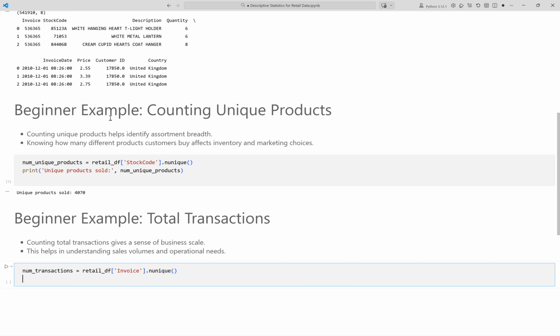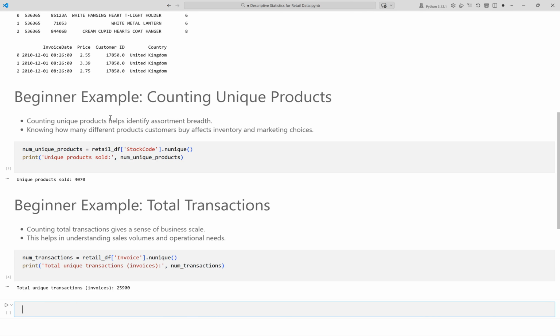Running the cell now. This output shows there are 25,900 unique transactions, meaning 25,900 distinct invoices in the dataset. This count helps us understand the scale of the retail operations and how many separate sales events occurred, which is crucial for assessing overall sales volume and business activity. How could transaction volume shape staffing or store hours?